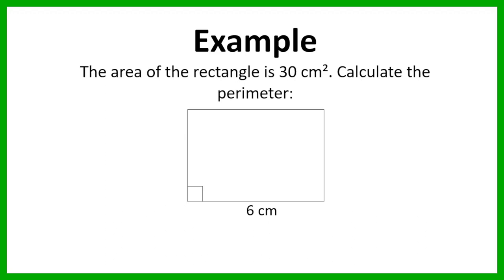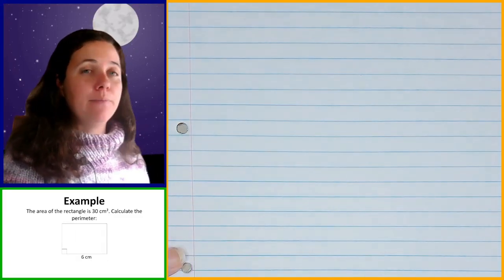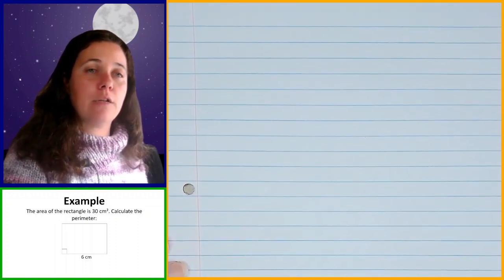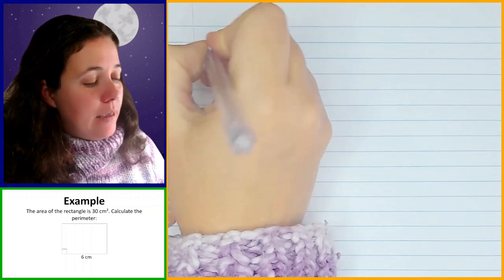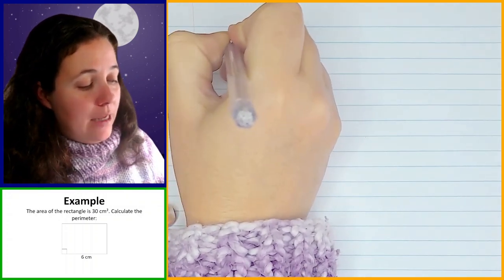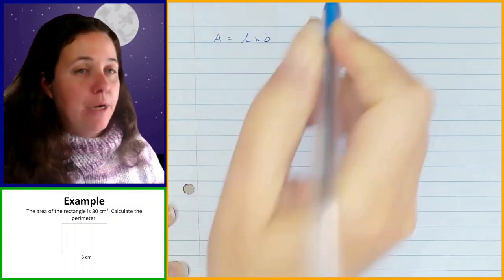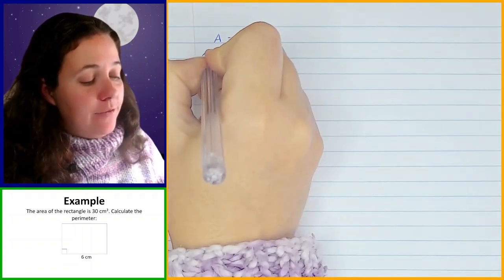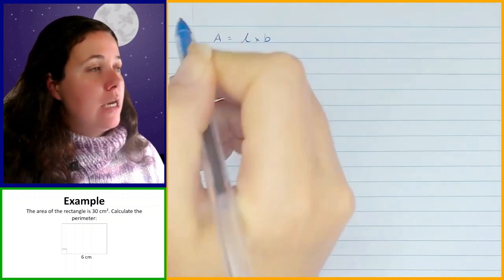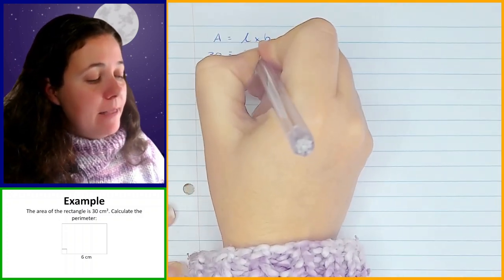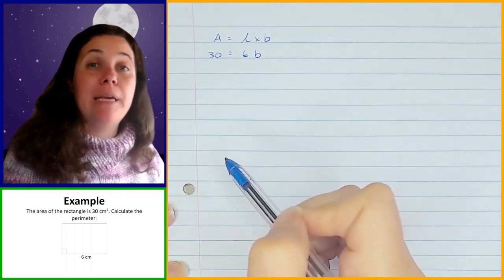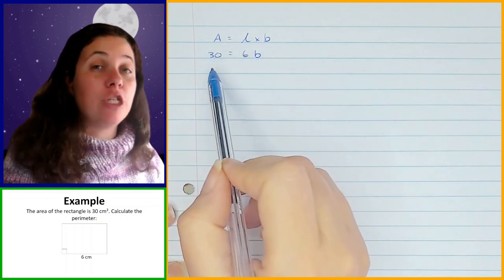Okay, so the first thing we're going to do for this one is use the area, using the area formula. Okay, so let's do that over there. So our area formula goes like this. Area is equal to length times breadth. Now, we've been told the area is 30. So I'm going to fill that in over there. 30 equals, the length I can see is 6 times the breadth. So that's just 6b. So now I need to work out what b is. I'm solving for b in this equation.